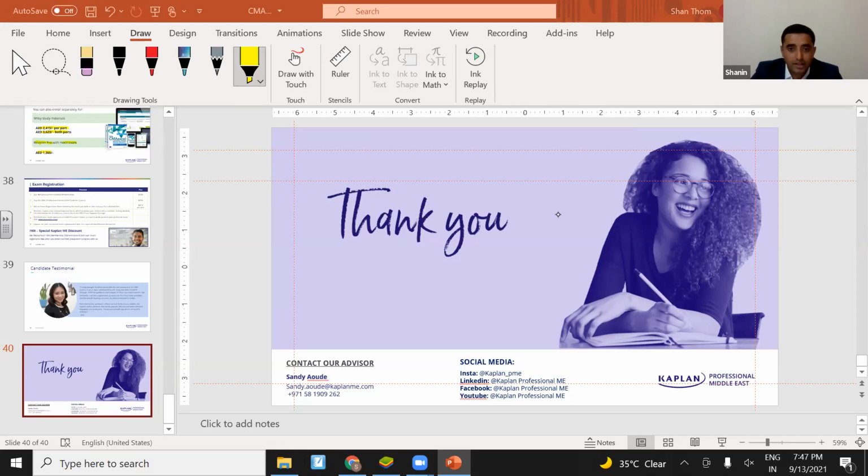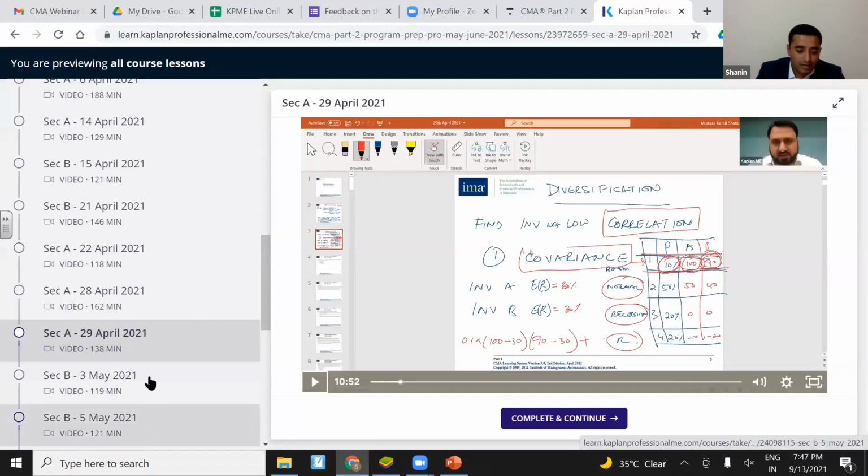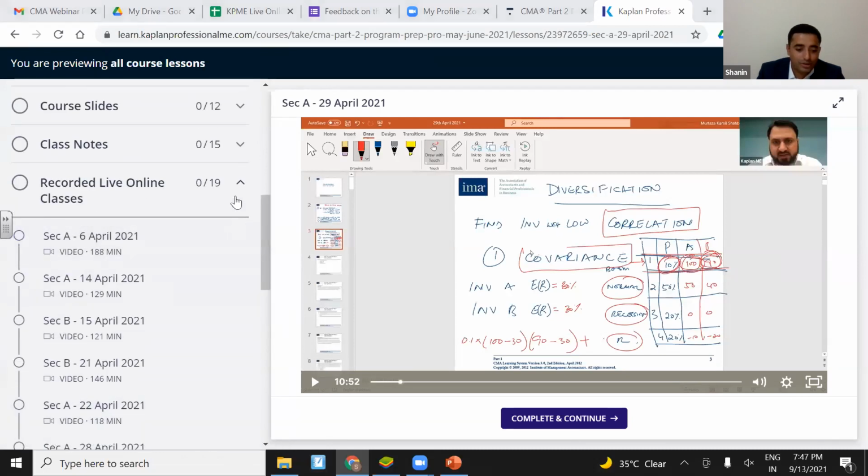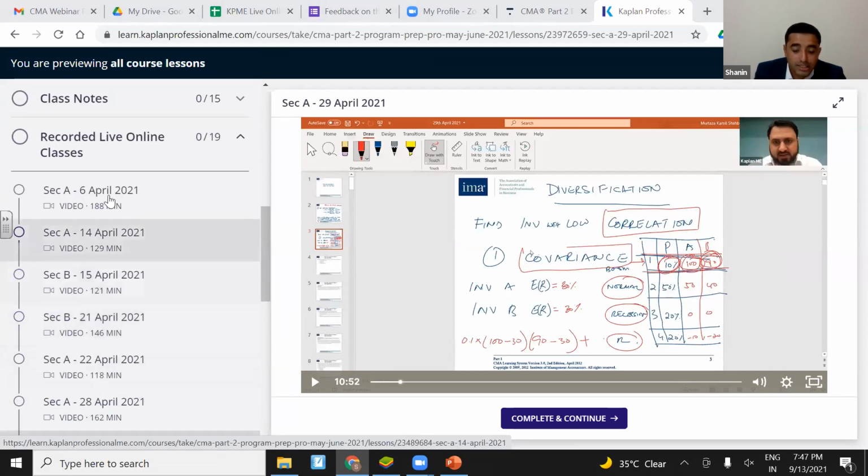Yes, Mohammed, definitely. So Mohammed has a question: revision part, as in what exactly is revision? Now in revision, what we generally do is we cover this entire topic. So if you see here, I can just show you here itself. See, we had a session on 6th of April, then 14th, then 15th, then 21st, then 22nd. This is the prep, right? 188 minutes, 129 minutes, 121 minutes.